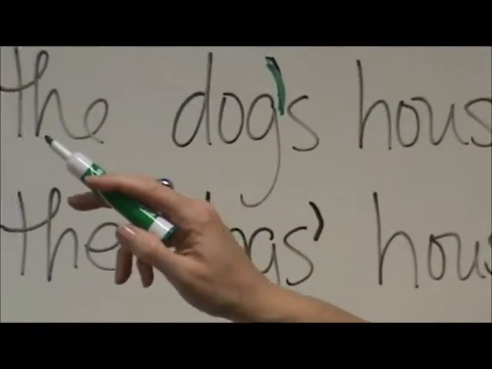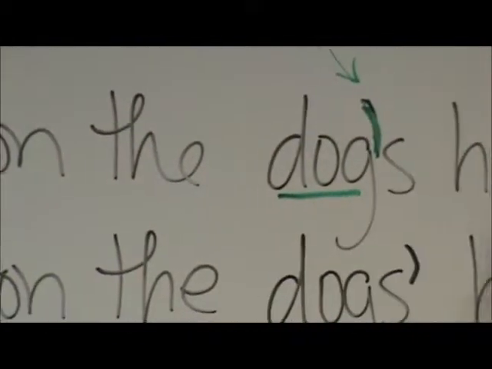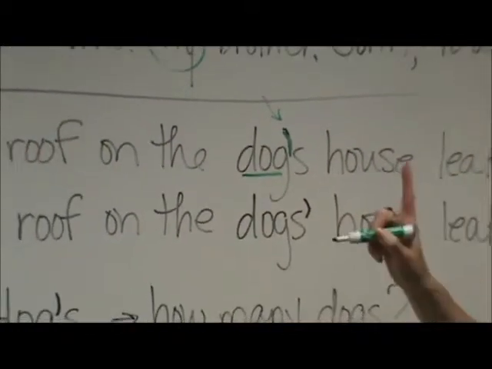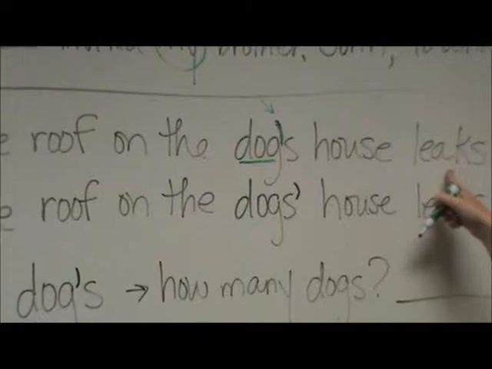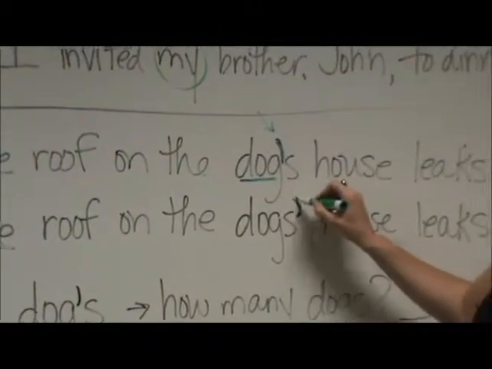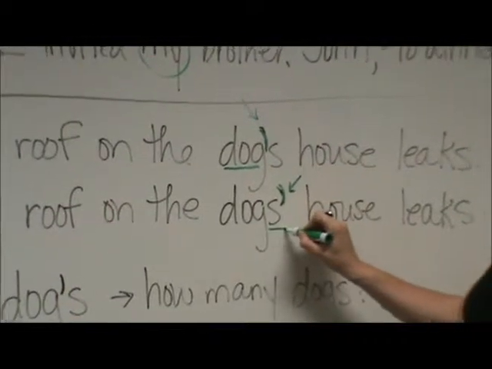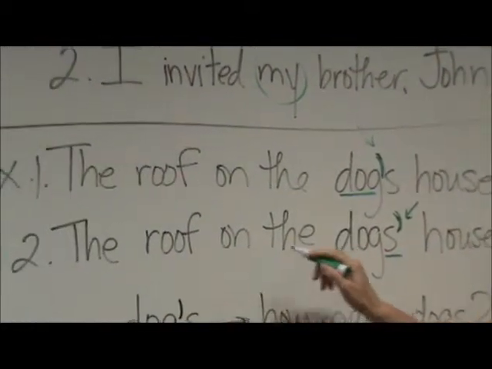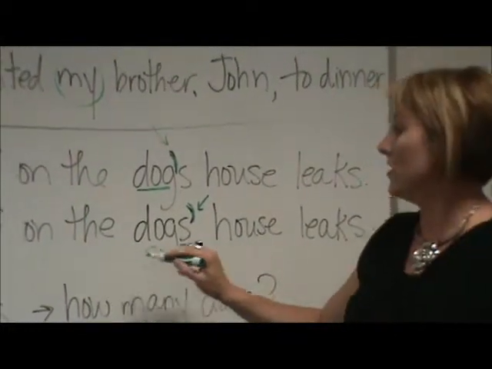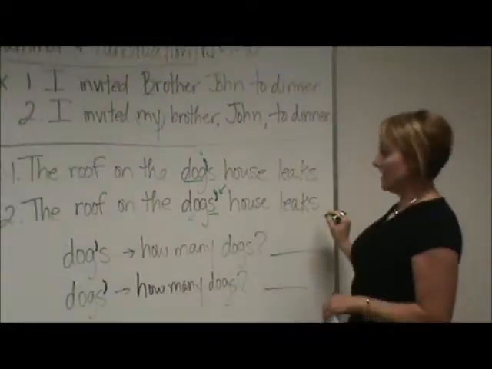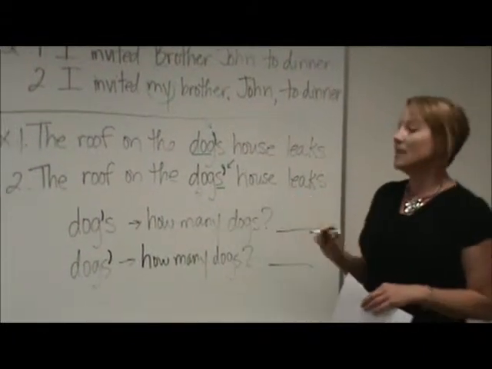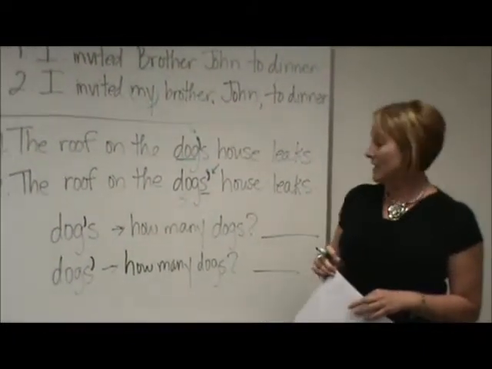Okay, so that means the roof on the dog's house, one dog. Okay, it's a house that belongs to one dog. The dog's house leaks. On the second sentence, the apostrophe is here after the S. In that case, it means there are more than one dog. So this could be like 5 dogs. The roof on the dogs' house leaks. So you can see that just where you put an apostrophe makes a big difference in the meaning.